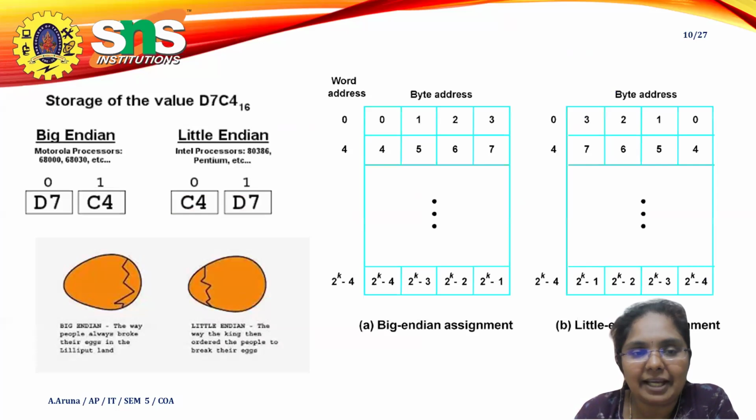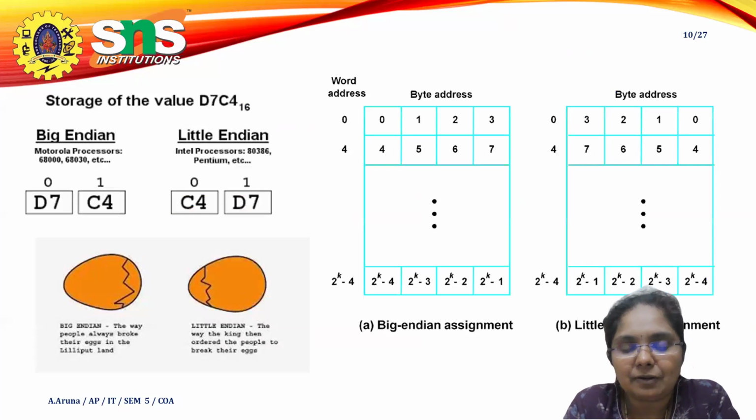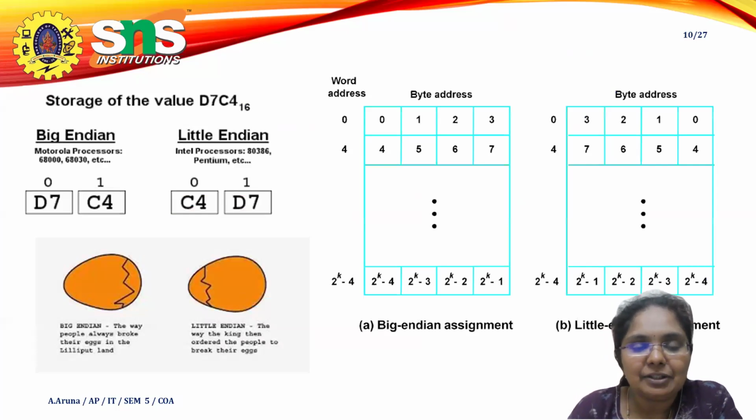So I gave you the example. The real-time applications where we use this concept: in Intel processors, Pentium processors, and the 80386 architecture, we are using little endian. In Motorola 68000 and 68030 processors, we are using the big endian concept. This is how the byte address can be stored in our memory.